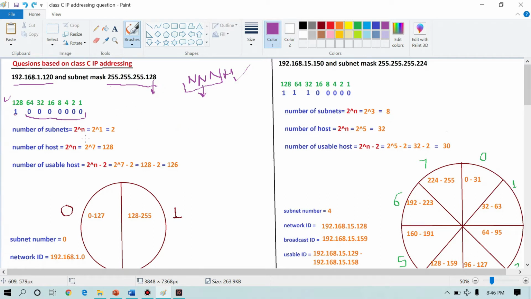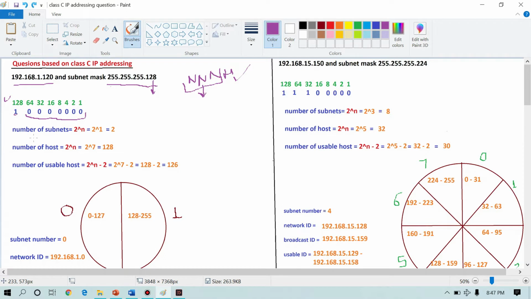Now we will calculate the number of subnets. Subnets means subnetworks. As I told in my previous video on subnetting, subnetting is when we create small networks in a big network to make that network easier to manage. So the guys who have not seen my subnetting video, first go and see it, then come to this video. You will get a better understanding.